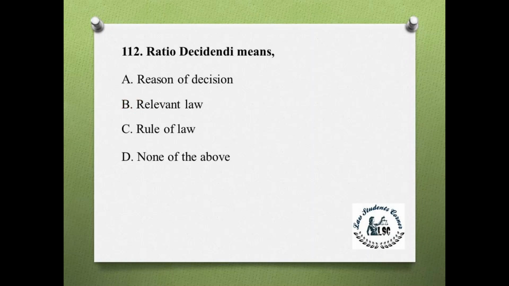Question number 112. Ratio decidendi means option A reason of decision, option B relevant law, option C rule of law, option D none of the above. Correct answer is option A reason of decision.